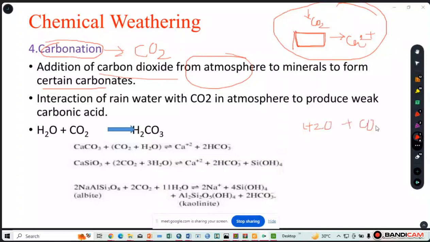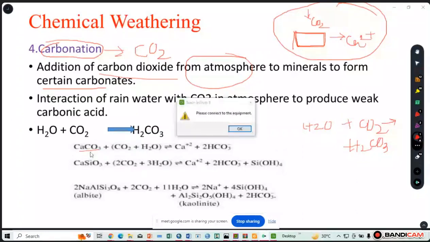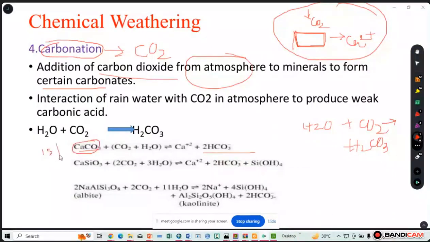So what happens when H2O reacts with CO2? It forms carbonic acid, H2CO3, which is a weak acid. This is the reaction: CaCO3 plus CO2 plus H2O gives Ca2+ plus 2HCO3-. CaCO3 is a carbonate rock, that means limestone. CaSiO3 is the chemical composition of wollastonite, and this is the chemical composition of albite.